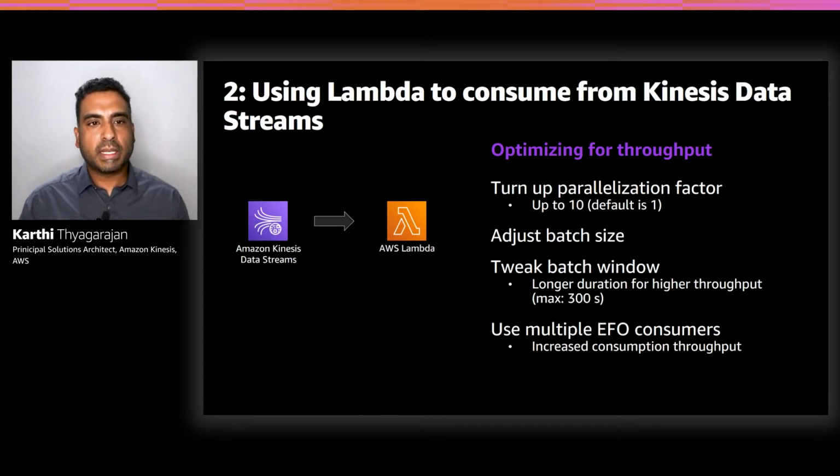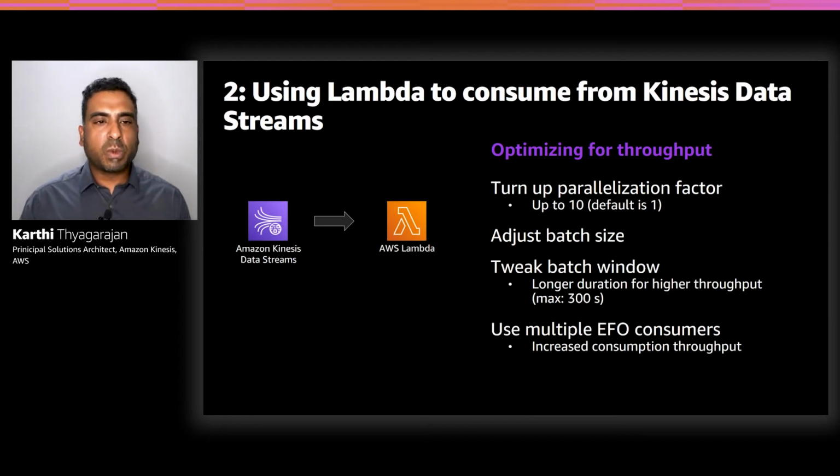Okay, the next two settings after parallelization factor have ramifications for both latency and throughput. And on the throughput side, you can increase batch size to its highest value, 10,000 records, to a limit of 6 megabytes. And batch window can be as high as 300 seconds. And it should be intuitive that by increasing both batch size and batch window to their highest values, you're actually optimizing for throughput. And as we'll see, it's the inverse for when you need to optimize for latency.